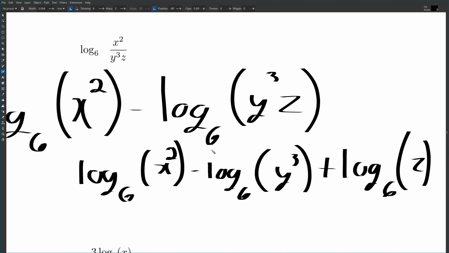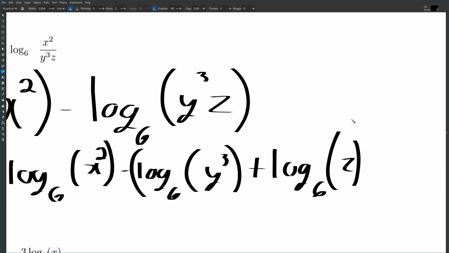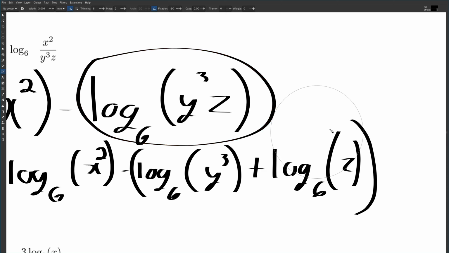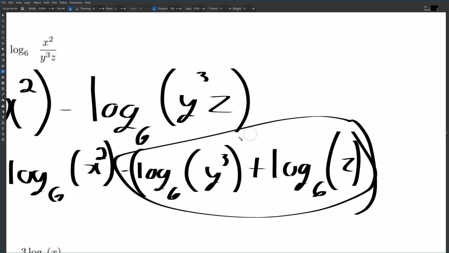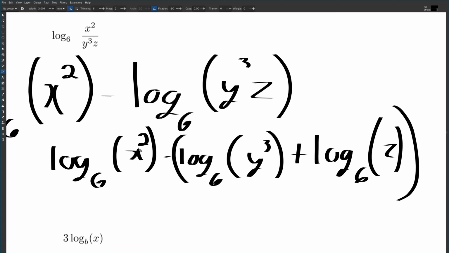Okay, actually, sorry. We're going to put a parentheses here, since you're subtracting all of this, subtracting this big chunk. And this big chunk is equal to all of this. Okay, so with that out of the way, now we use the power rule.